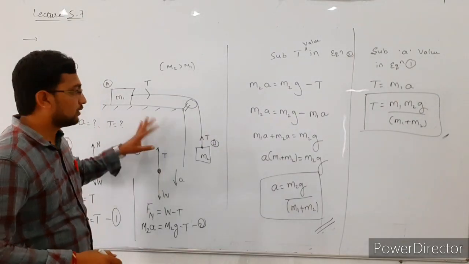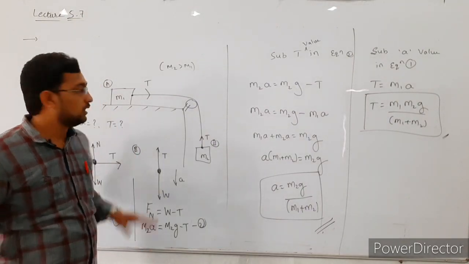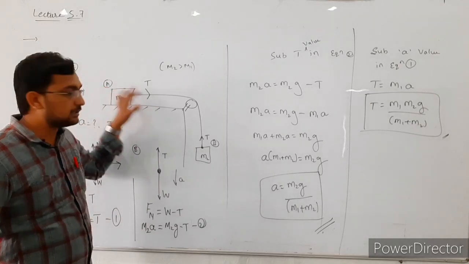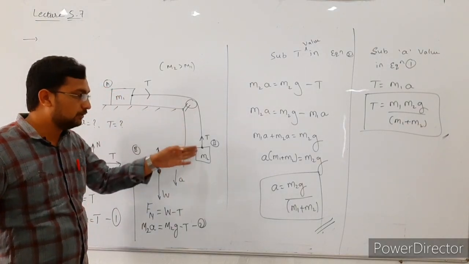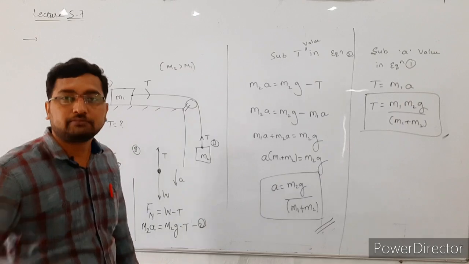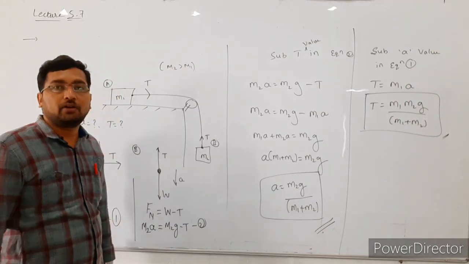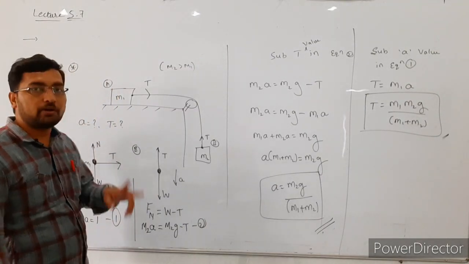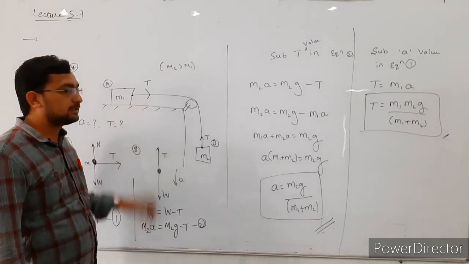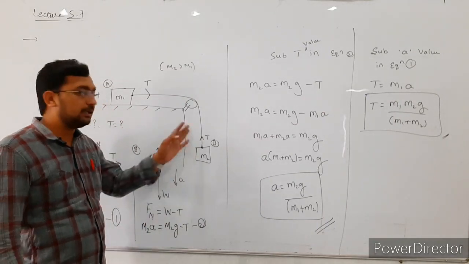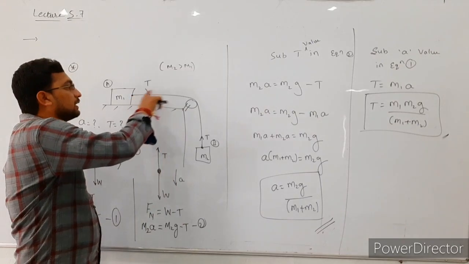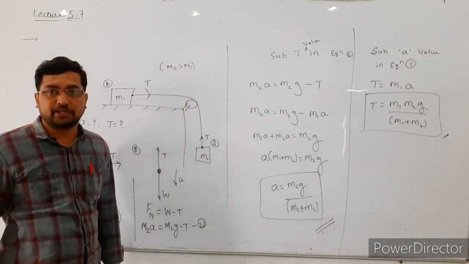Okay, see here. In this problem they are given two bodies. The first body is on a horizontal surface and the other body is hanging vertically, and these two bodies are connected with the help of a light string, right?